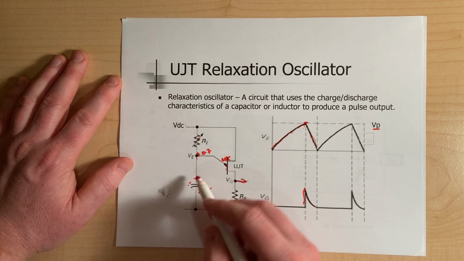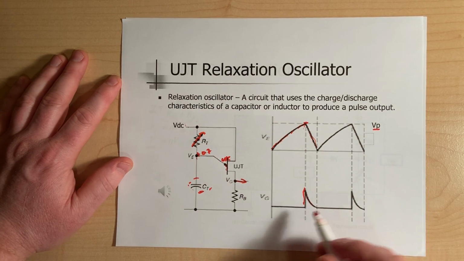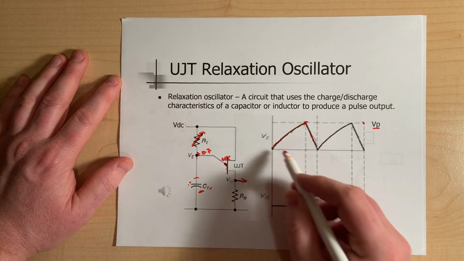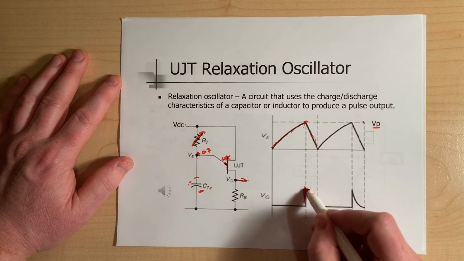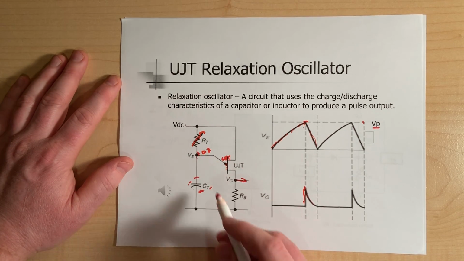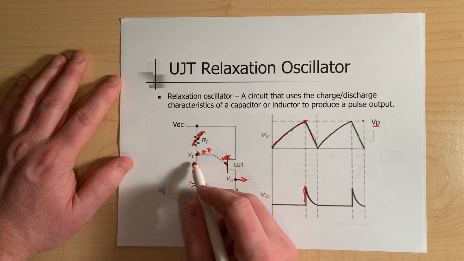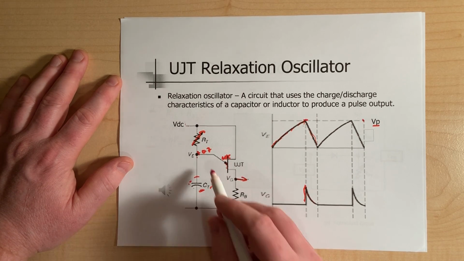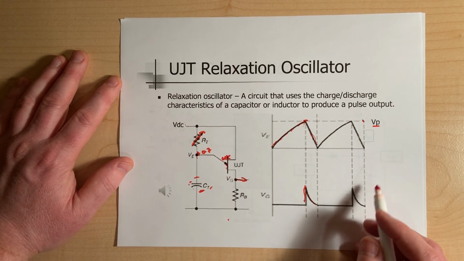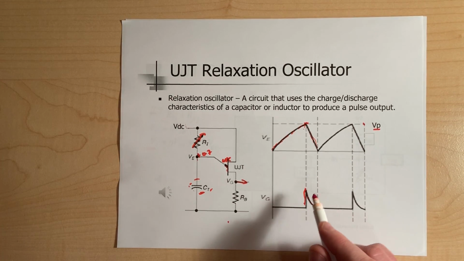Now, we can adjust when we want these trigger points to happen, or how long we want these pulses to occur, by adjusting RT. If we adjust RT, we can change the time constant and how long it takes for the UJT to trigger an output pulse. And that's basically how the relaxation oscillator works.